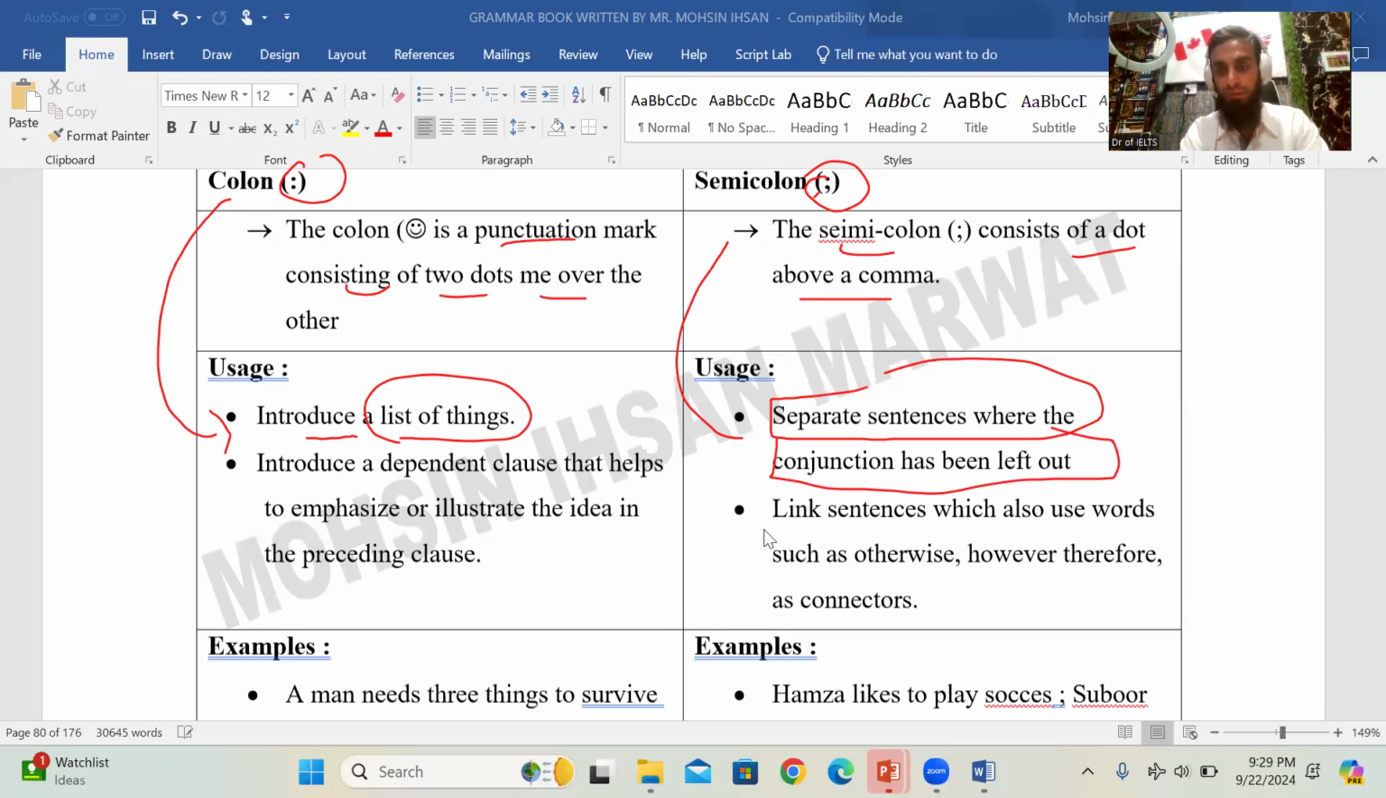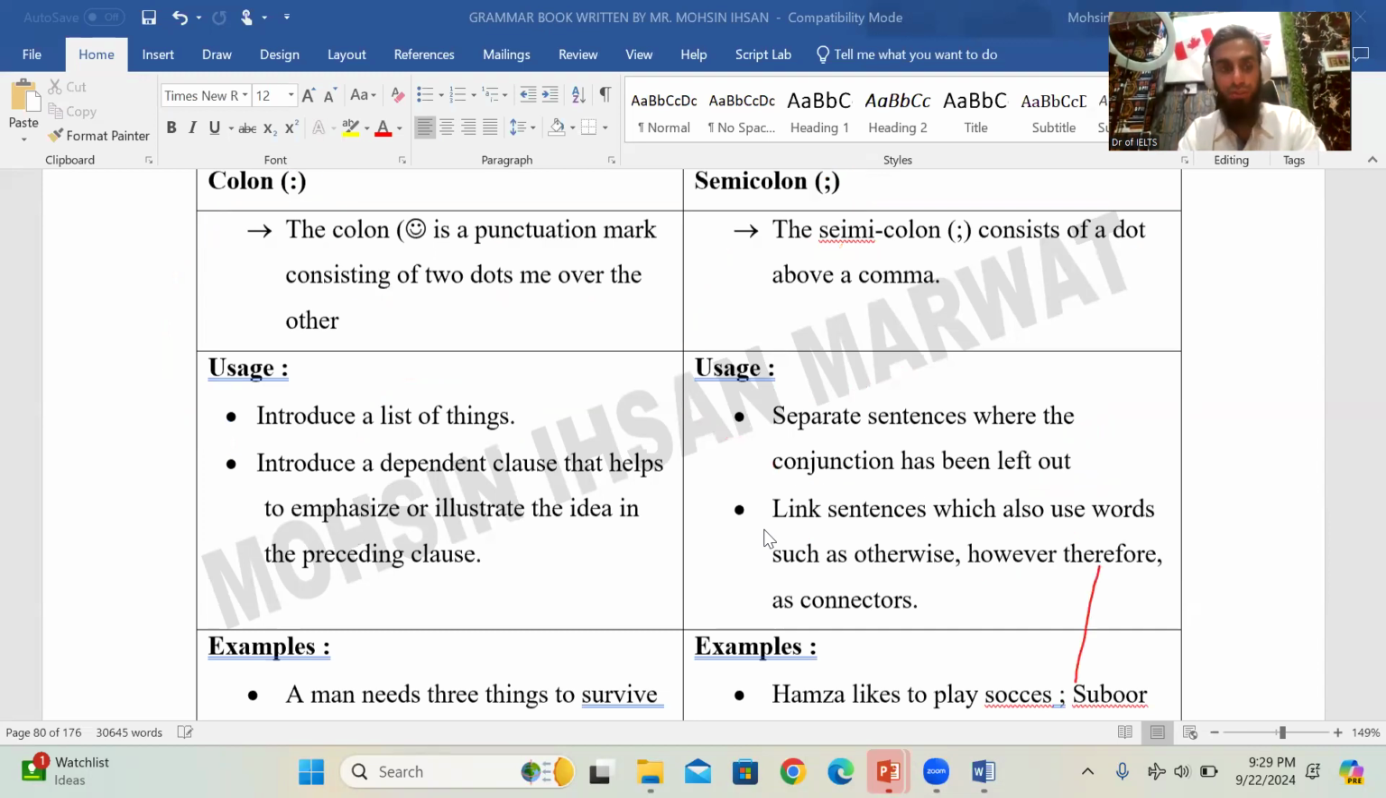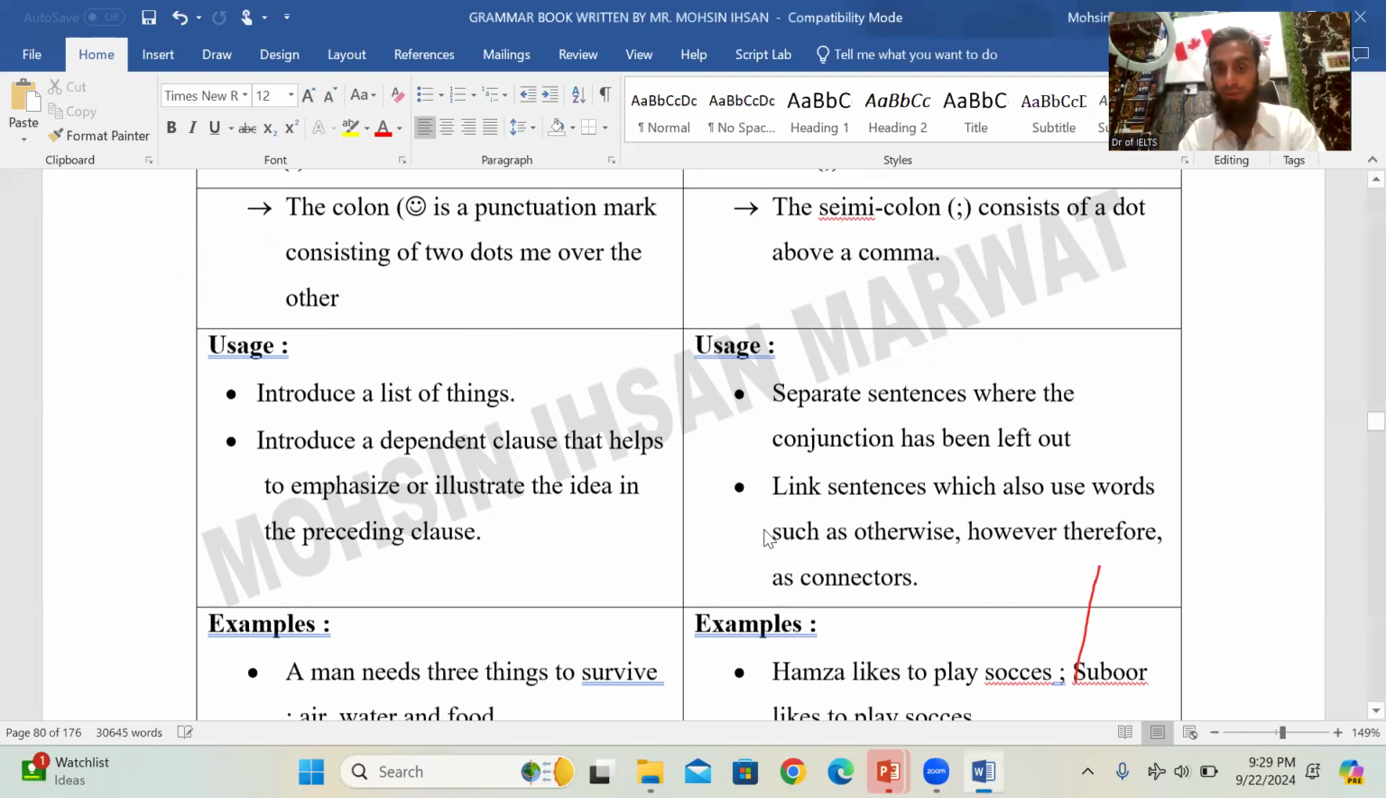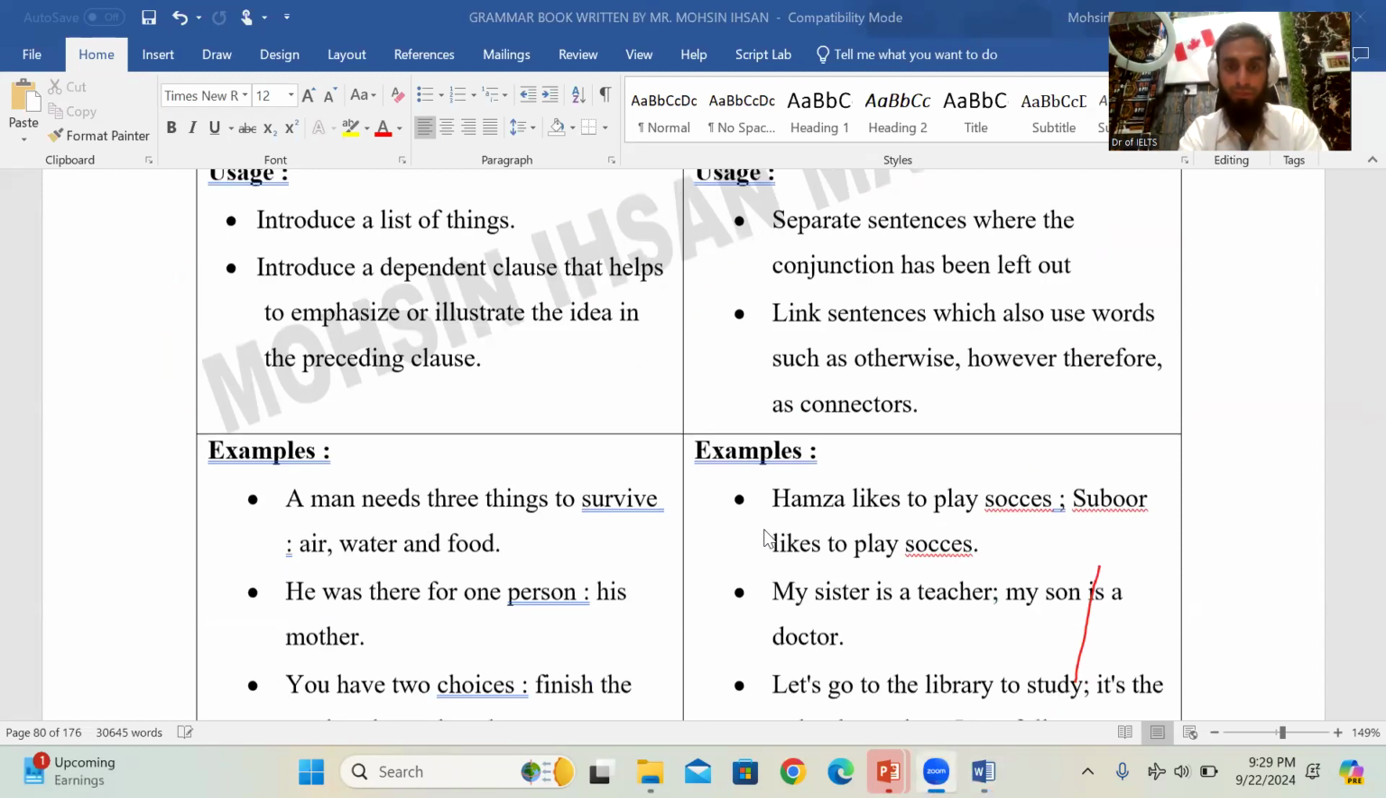For example, if you don't write and, if you don't write any conjunction, then we can use a semicolon. Instead of conjunctions, you can use a semicolon. It's simple, right? For example, you can say Hamza likes to play soccer. This is soccer, football. Sabur likes to play soccer, right? Now a semicolon or but can be used.